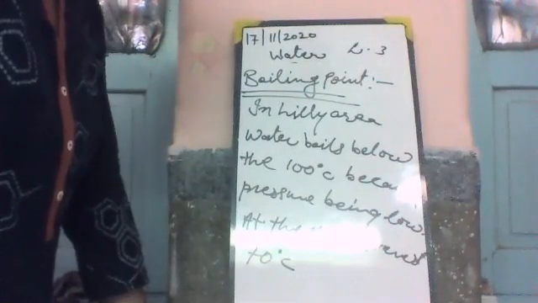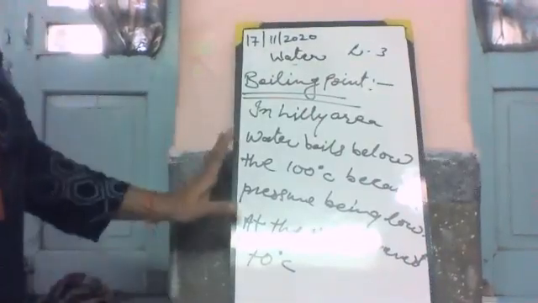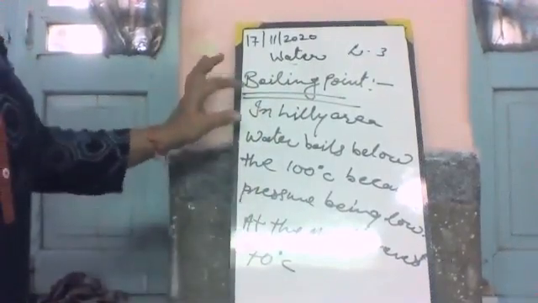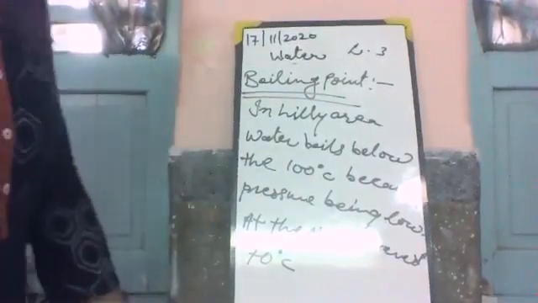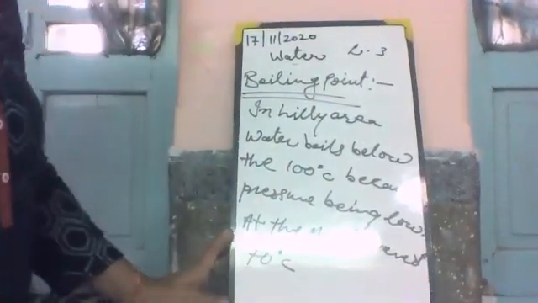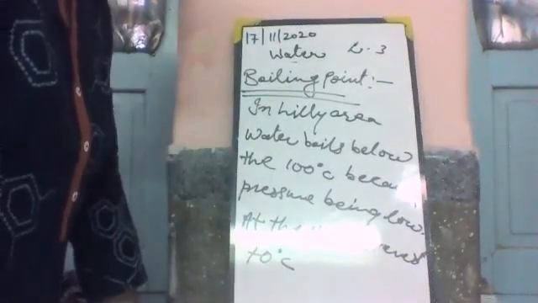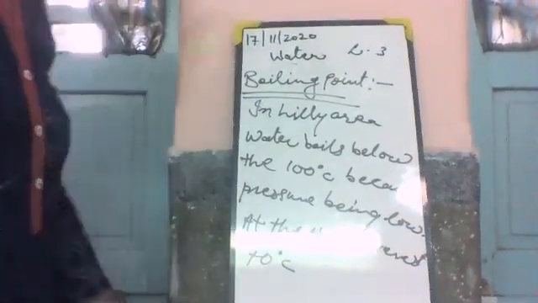The boiling point of water also increases due to the presence of dissolved impurities. Pure water boils at 100 degrees, but if there are any impurities, then the boiling point will not be 100 degrees. It is more than 100 degrees. This is all about the boiling point.